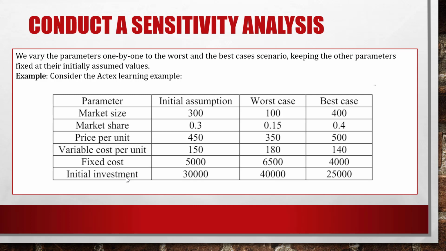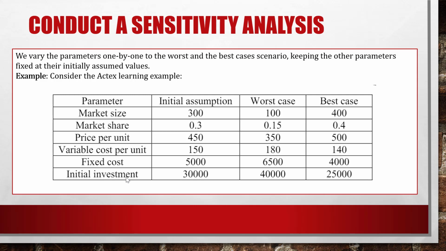Next, the fixed cost. The initial assumption for the fixed cost is 5,000. However, we assume that this cost would vary between 6,500 and 4,000. Of course, we expect to spend those costs, right? So in the best case we have to spend only 4,000, and in the worst case we have to spend up to 6,500. And for the initial investment, in the worst case we have to spend a lot of money on this project, and in the best case we have to spend just 25,000. See that? So this is the assumption.